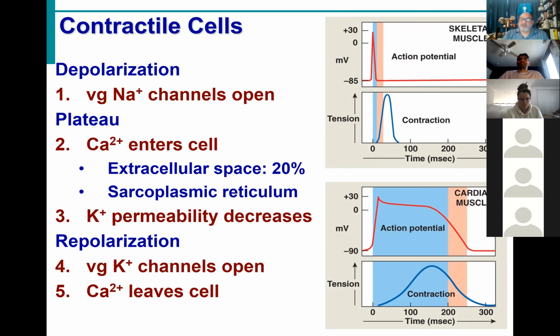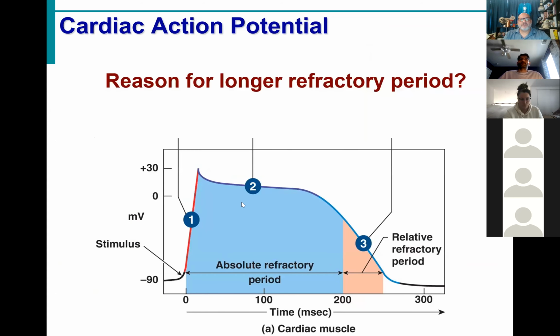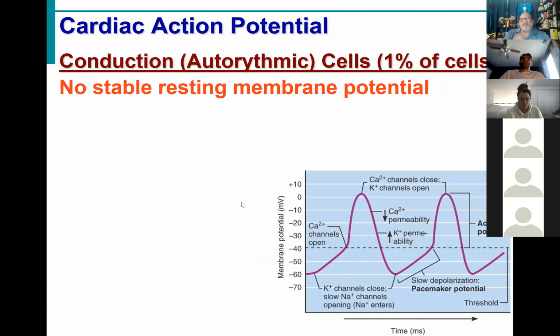However, the biggest difference between your heart and your arm is not what happens with these contractile cells. Oh, and there's the pretty picture that shows that. We did all of that. But what happens with the autorhythmic cells? The conduction cells or the autorhythmic cells are the ones that produce the main rate of the contraction of the heart.